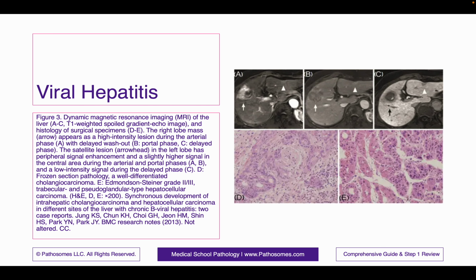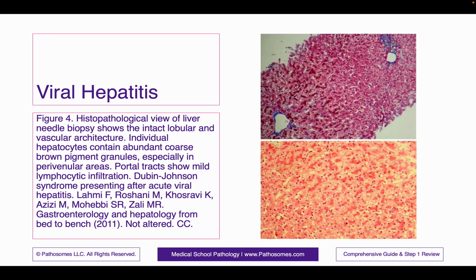And the microscopic images are showing cholangiocarcinoma and hepatocellular carcinoma involving the liver. So just keep in mind that viral hepatitis can lead to the generation of cancer in the liver. Here we have the histopathology from a liver biopsy from a patient that shows inflammation and abundant brown pigment granules.